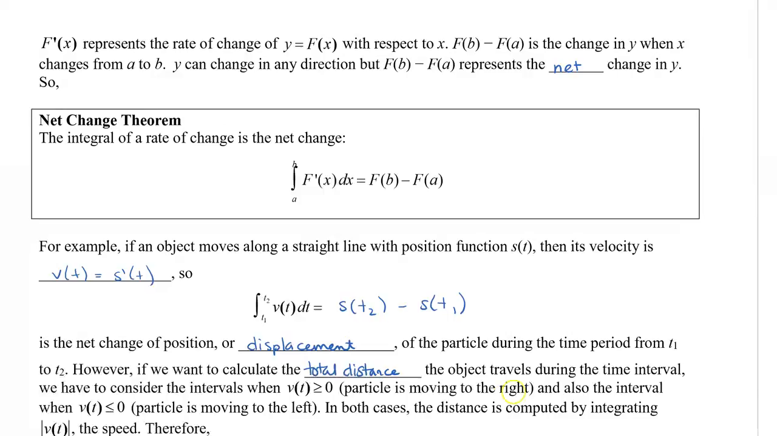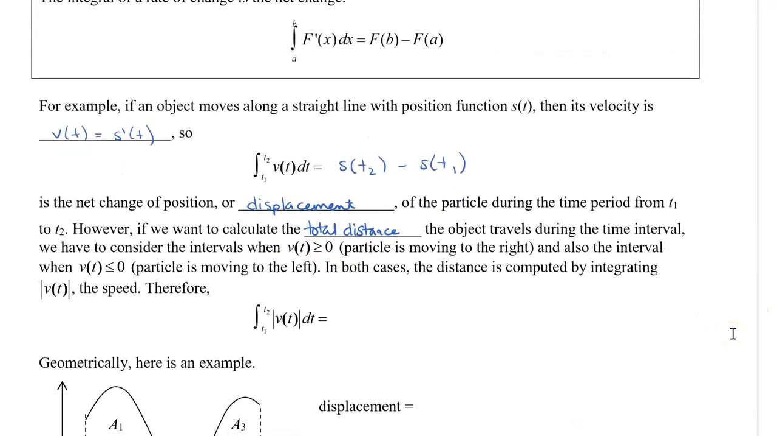So this means we need to consider the distance the object travels during the time interval. We need to look at the intervals when the velocity is greater than or equal to 0, so when it's moving to the right, and also the interval when the velocity is less than or equal to 0, when the particle is moving to the left. So in both cases, the distance is computed by integrating the absolute value of the velocity, which is then the speed. So therefore, we are going to get the integral from t1 to t2 of the absolute value of the velocity, dt, to give us the total distance traveled.